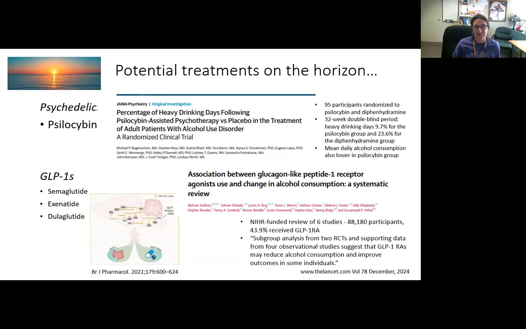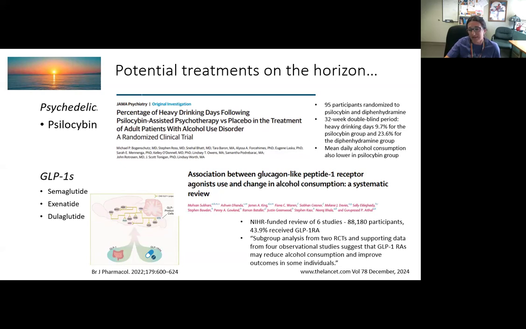This was a great trial looking at 95 participants who were randomized to psilocybin and Benadryl, diphenhydramine, all with psychotherapy. And it was a 32-week double-blind period that showed heavy drinking days of 9.7% for the psilocybin group and 23% for the diphenhydramine group. And also that the mean daily alcohol consumption was lower in the psilocybin group. But so a small but really nice trial. Hopefully there'll be more on the horizon with that potential.